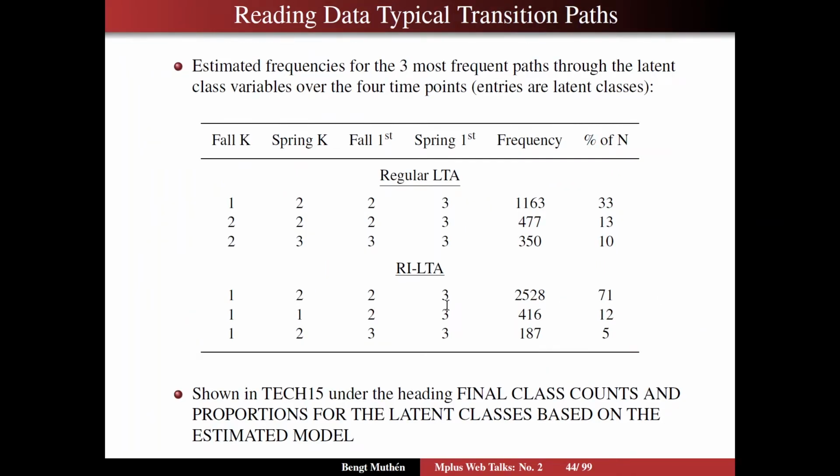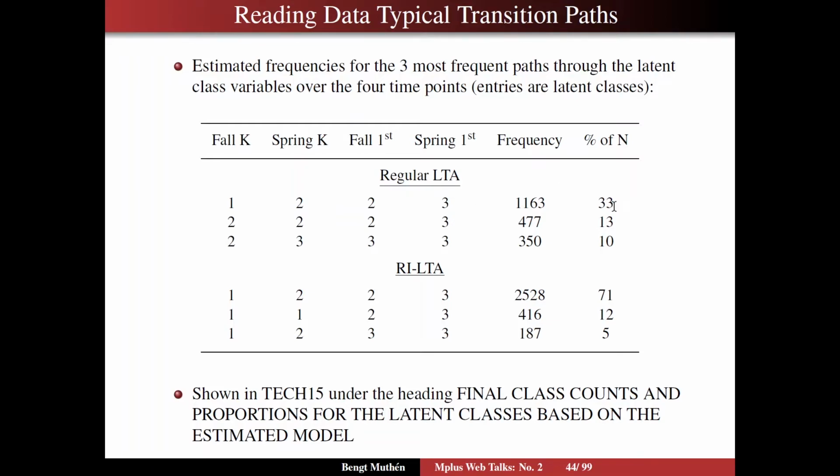Going to slide 44, we get back to the issue of typical transition paths that I talked about in segment 2, going through the example before we got into all the methodologies. So here are the estimated frequencies for the 3 most frequent paths through the latent class variables over the 4 time points. So this row is the most frequent path. 33% of the individuals follow that path. That is the path of starting in the lowest class in the fall of kindergarten, going on to the higher class 2 in spring, staying there over the summer, and then going to class 3.